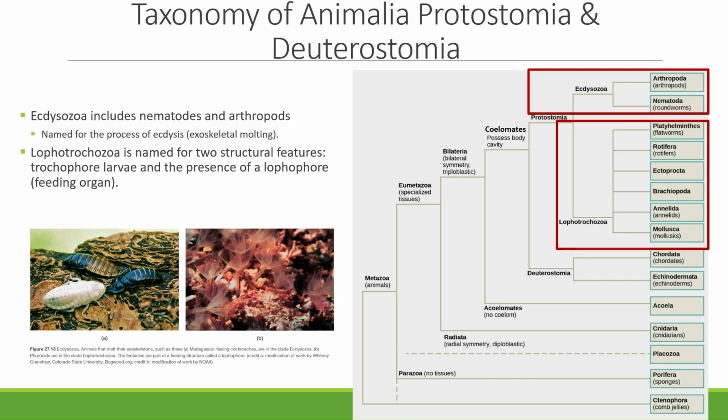These shared larval and feeding structures unite groups such as the annelids, mollusks, and several smaller phyla that belong to the Lophotrochozoa. But that wraps up our discussion on animal diversity, and we'll spend the next several presentations surveying each one of these groups in more detail.